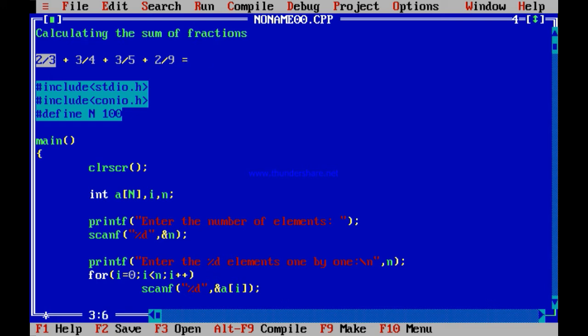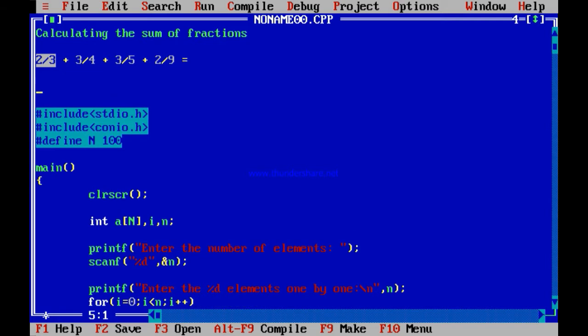So, the first question that comes to your mind is, how to represent this fraction? 2/3, if I say it is 0.67, you can easily put it in an array element, 0.67, but 2 by 3, how will you put it? We will represent it using two arrays.